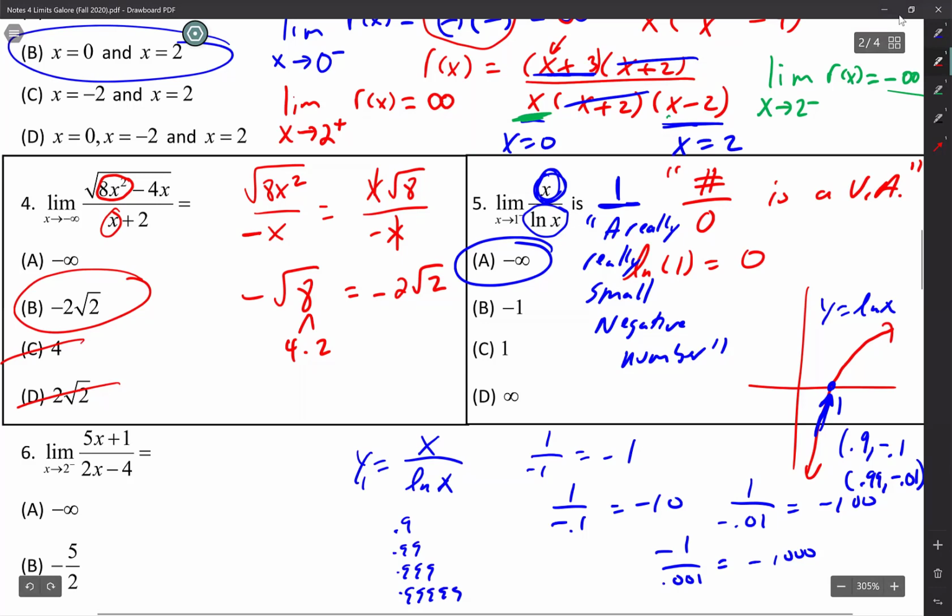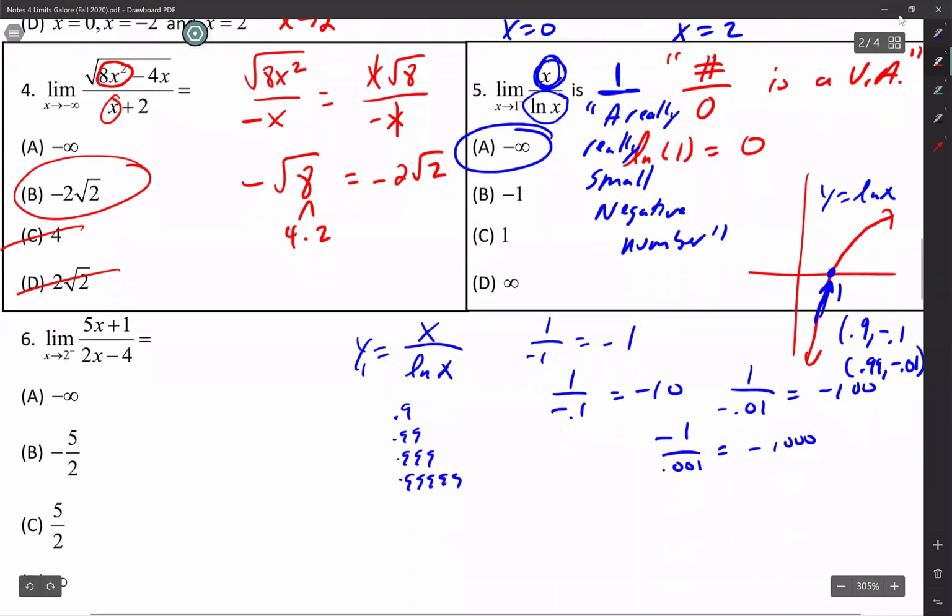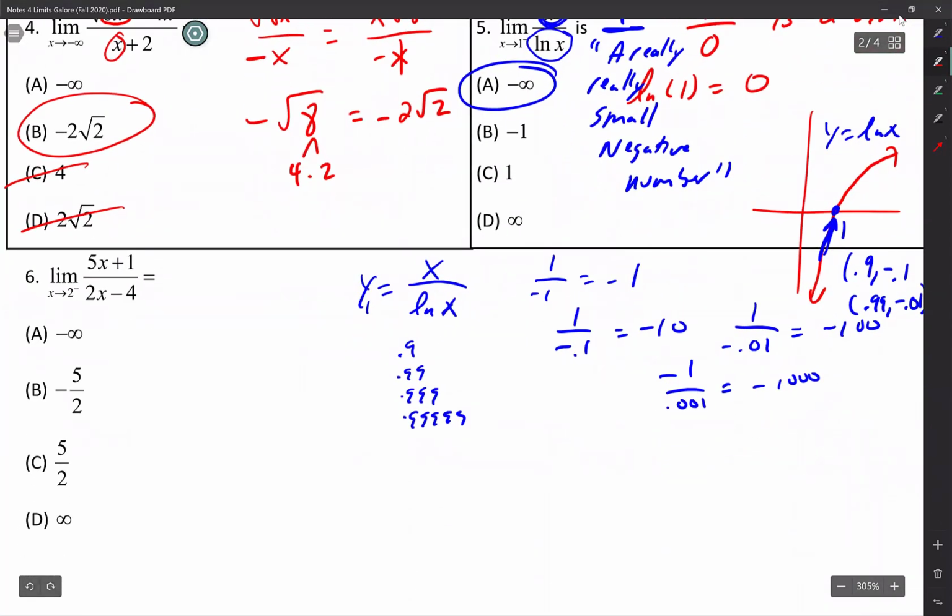All right, guys. Look at question 6 here. We already know if you plug in the number 2, you get a number divided by 0, so it's a vertical asymptote. But I want to know whether it's positive or negative. So you can already delete B and C. So I'm going to factor out a 2 in the bottom. So let's see. (5x plus 1) over 2, and then (x minus 2).